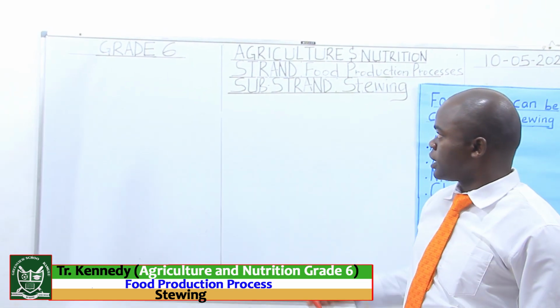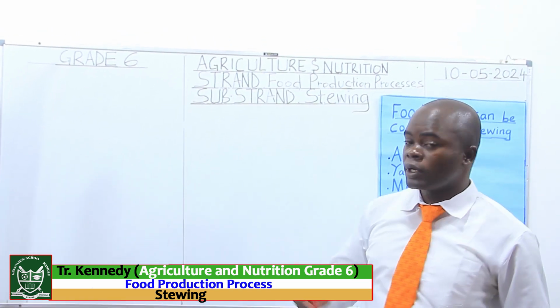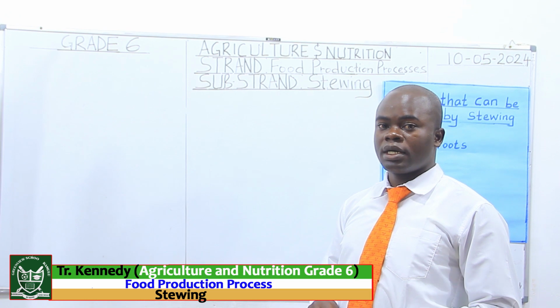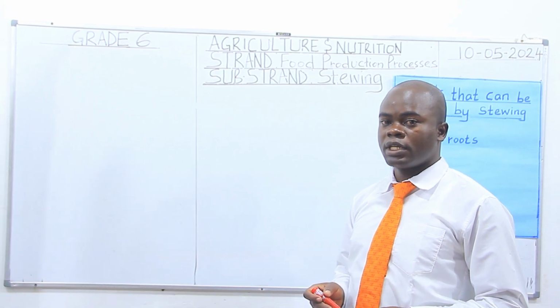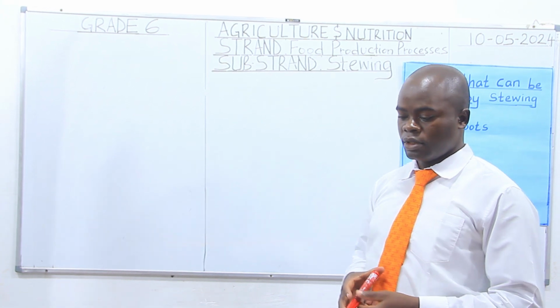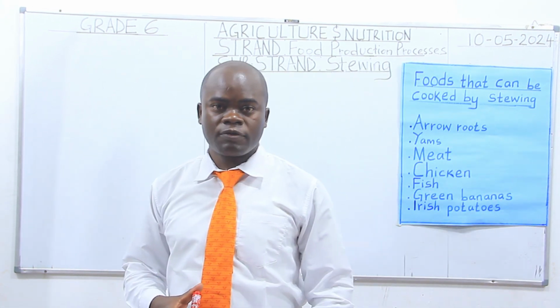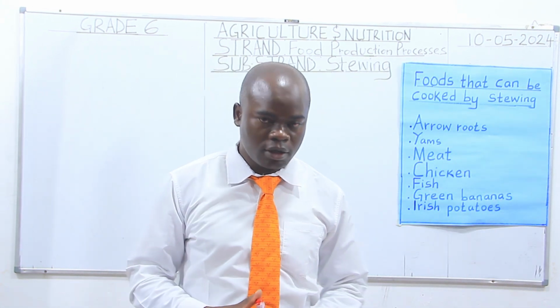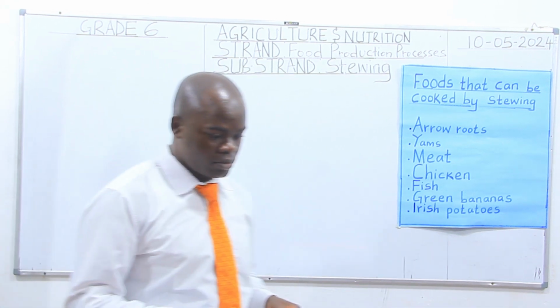I'm going to take you through Agriculture, Grade 6 work. So today we are going to learn under the strand food production processes. And our substrand of today, we are going to learn about stewing. It is important for us to know the meaning of the word stewing.